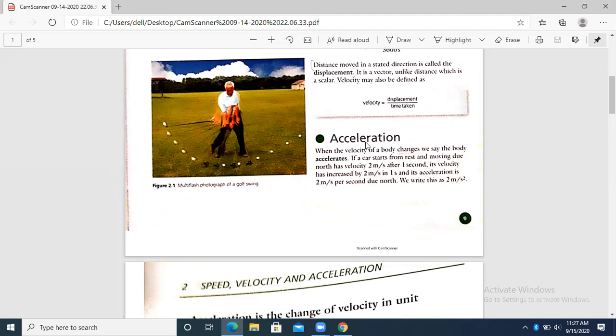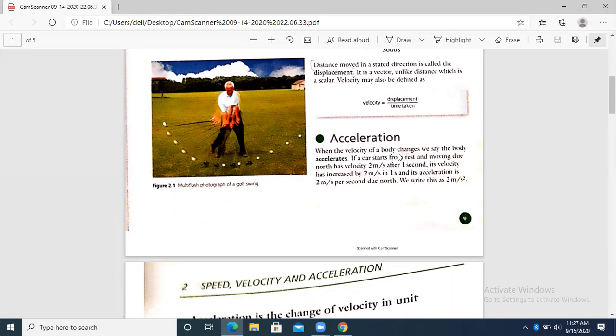Acceleration means, actually, when the distance or displacement is changing, only then velocity and speed come. A car is stationary. Is there speed or velocity? No. When it moves, it changes. Like that, when the velocity is changing, acceleration forms. That is called acceleration.